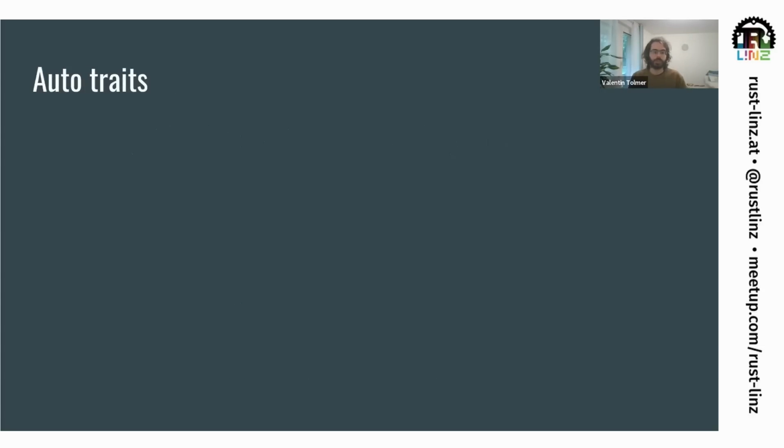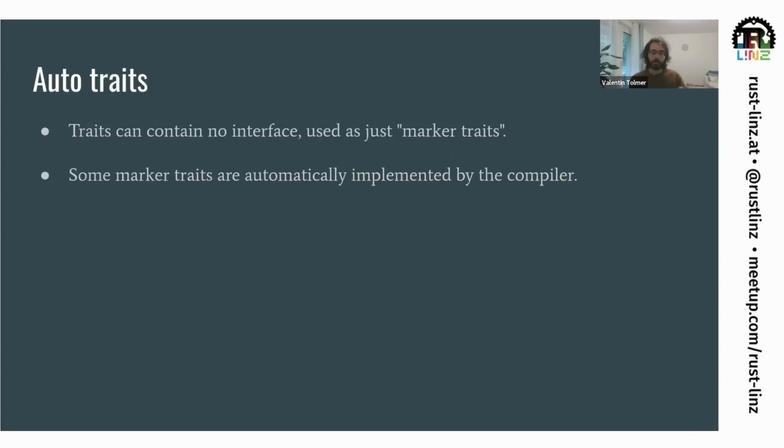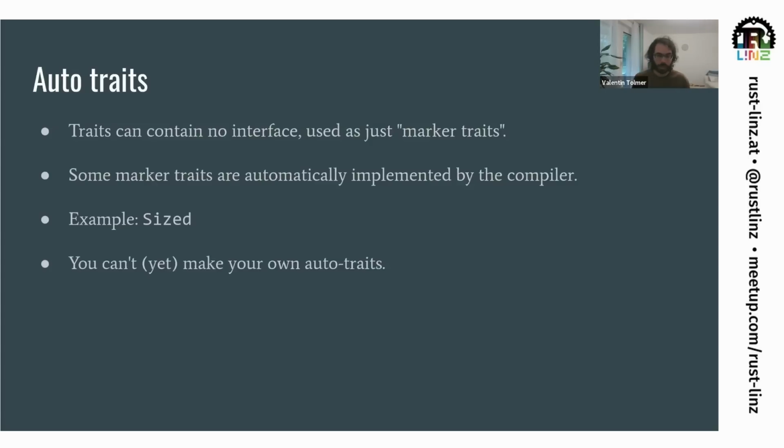Okay, so auto traits. Some traits contain no interface and are used just as marker traits. For instance, we saw that Eq, in addition to PartialEq, was just used as a marker to say, oh, and those types have the strong equality constraint. Some marker traits are automatically implemented by the compiler. For instance, Sized just means that we know at compile time the size in memory of your object. You can't make your own auto traits except if you're in Nightly and with some features, but maybe in the future you will be able to. There are some other auto traits that are interesting, like Send and Sync, but usually you don't have to think about them.